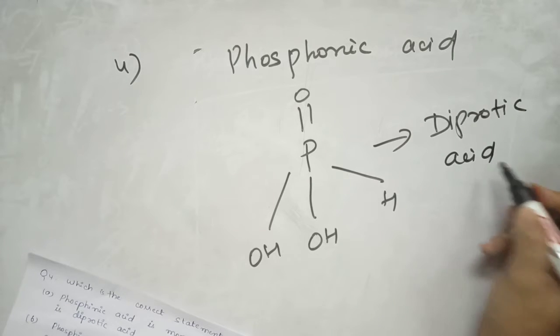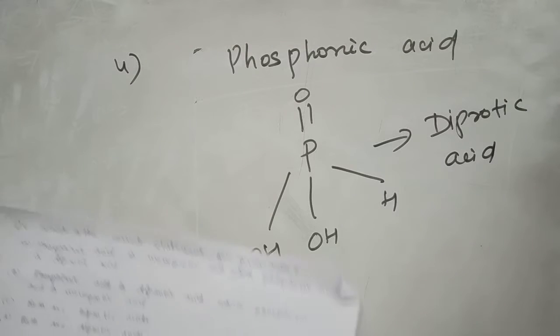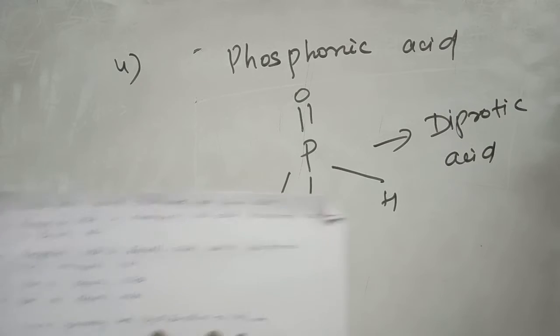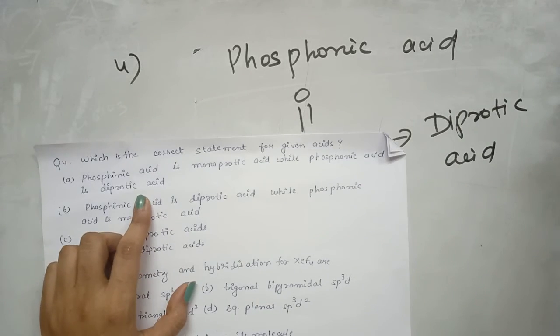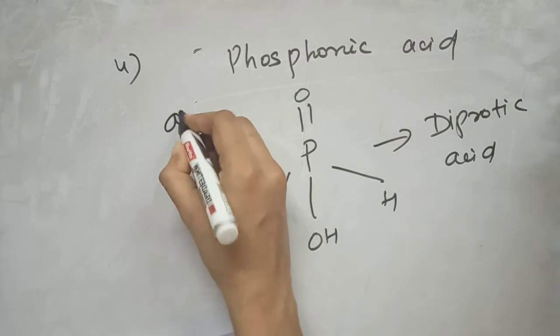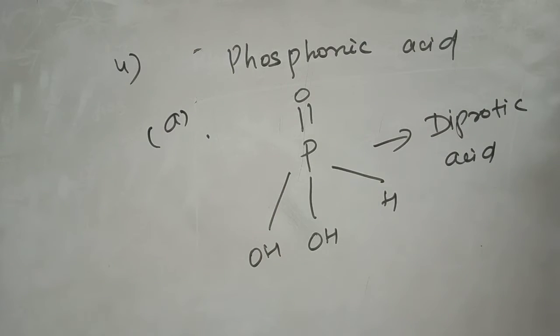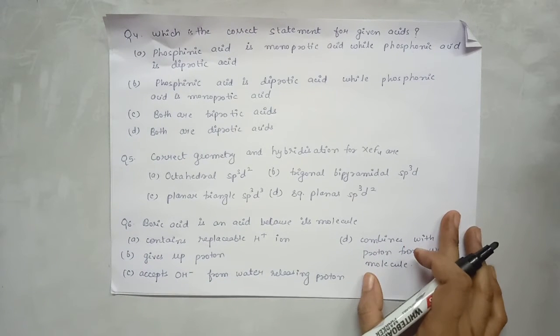That means phosphinic acid is monoprotic and phosphonic acid is diprotic acid. That means A is the correct option. Okay. Next question. This type of question can also be asked, but you should know how to count the number of replaceable H plus or OH minus ions. It's very important here. Question number 5.